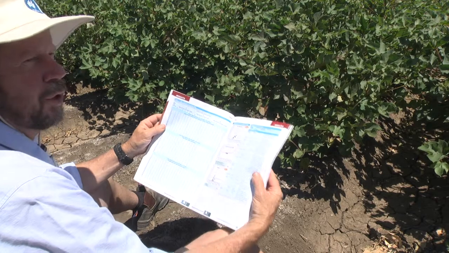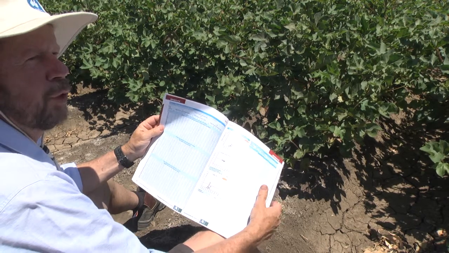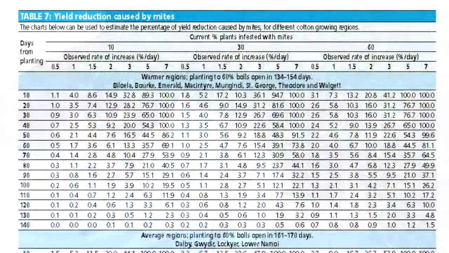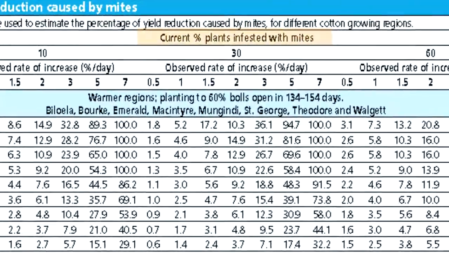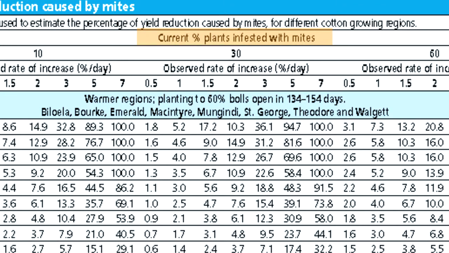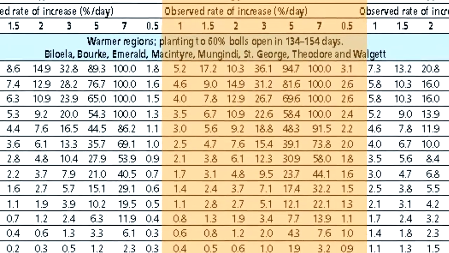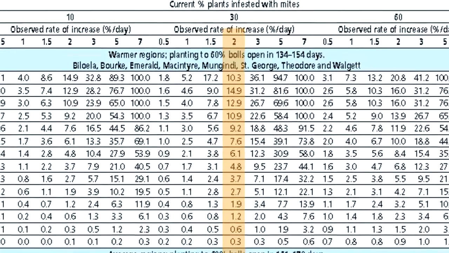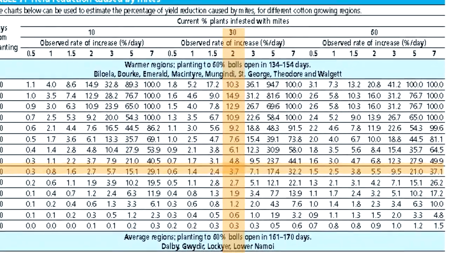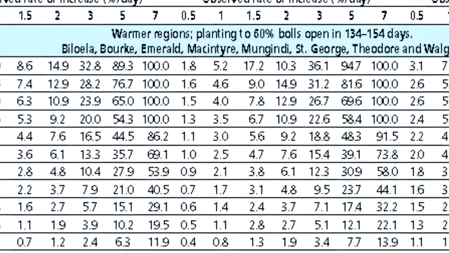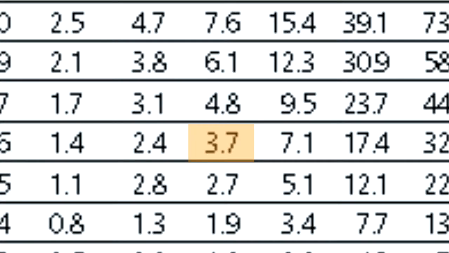You can then use this chart to make an estimate of what that 2% means in terms of yield loss. So for instance, you look at the first column here which says current percentage of plants infested with mites. So we had 21%, so we'll say our closest level is 30% here. Our rate of increase was 2%, and we're at about 90 days after planting, which gives us a yield loss prediction there of 3.7%.